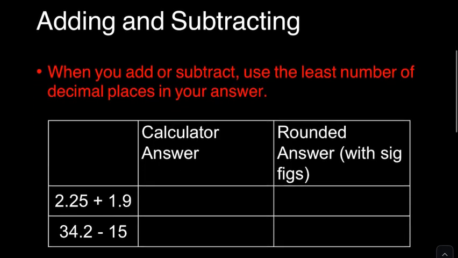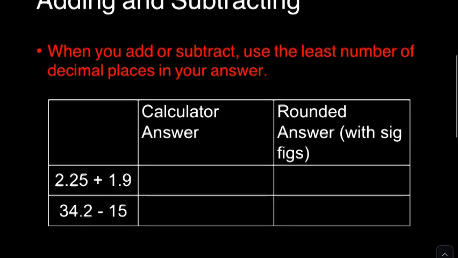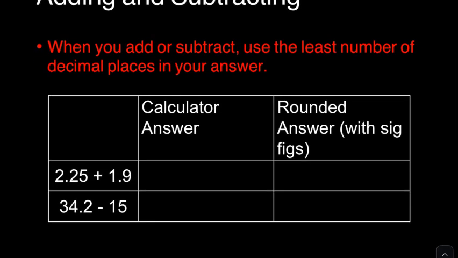Now, when we're talking about doing calculations and rounding, there are different rules depending on whether we're talking about adding and subtracting or multiplying and dividing. When it comes to adding and subtracting, the rule is whenever you add or subtract, you use the least number of decimal places.